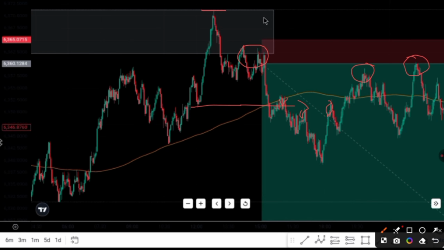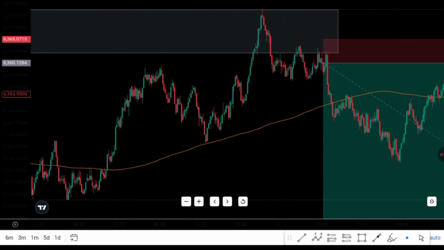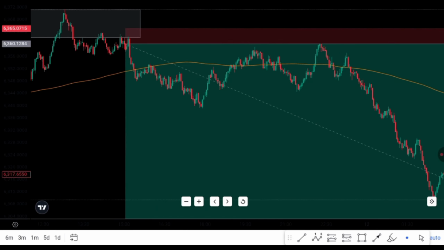Now, once you take in your entry, your stop loss should be either above here or above here, and you are good to go. So as you can see, as we take our entry here, the market started selling and it sold for a long time.